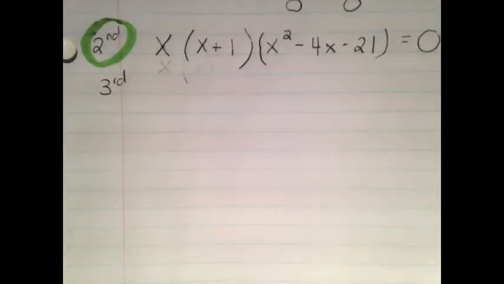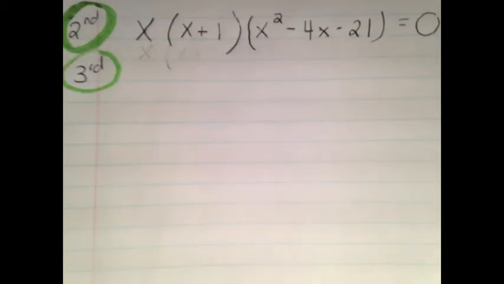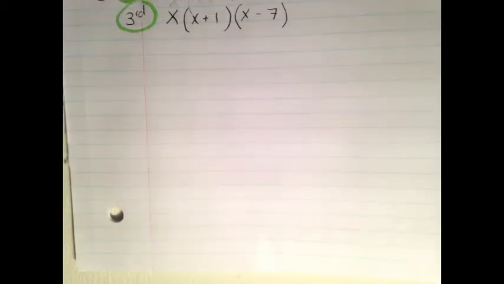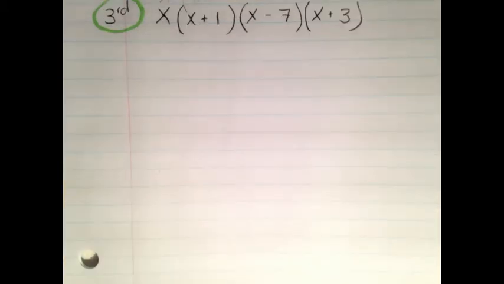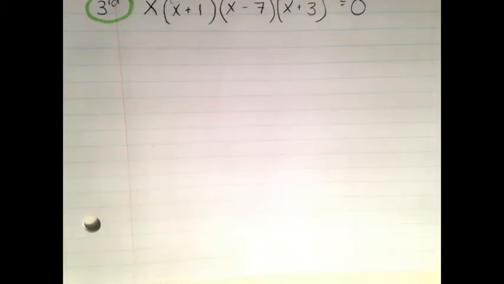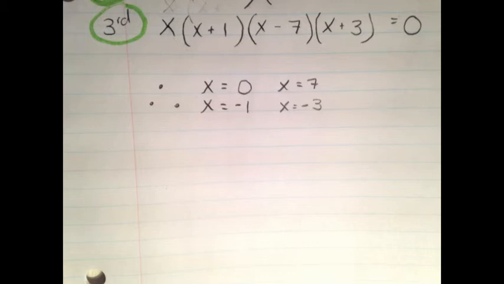Okay, third step guys. X and x plus 1 are already fully factored. However, we could factor our trinomial. It is equal to x minus 7 and x plus 3. All 4 of these numbers are factors, so we equate them to 0. Congratulations! You have successfully solved for 4 x-intercepts.